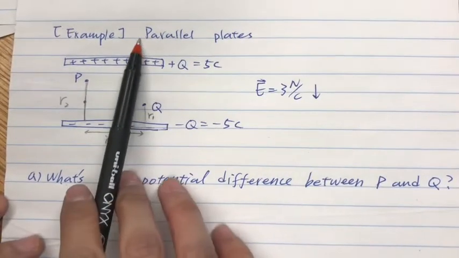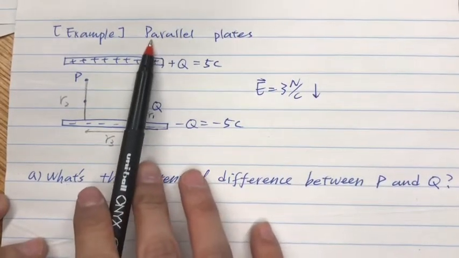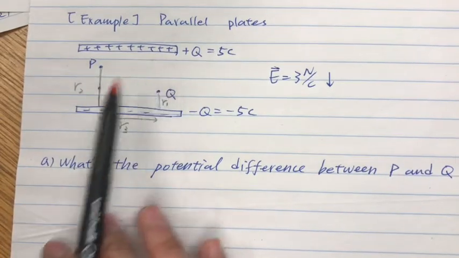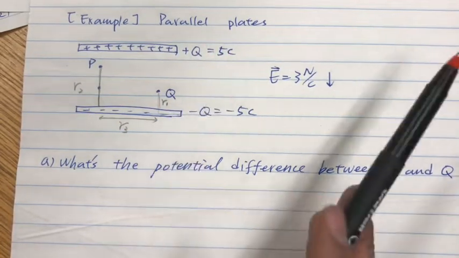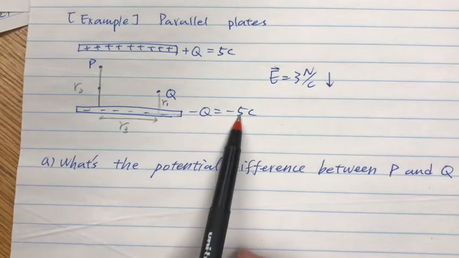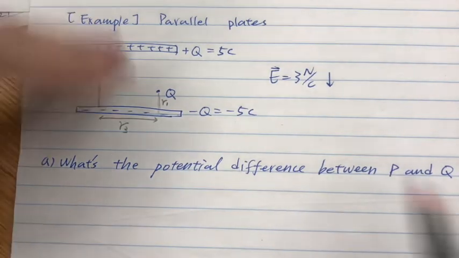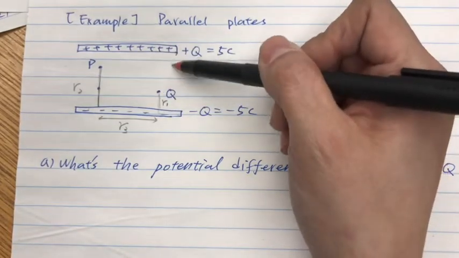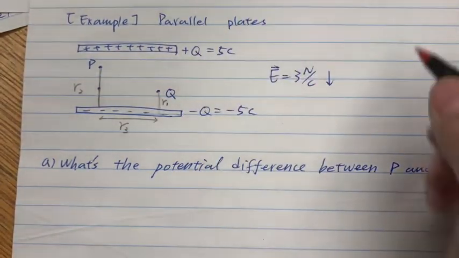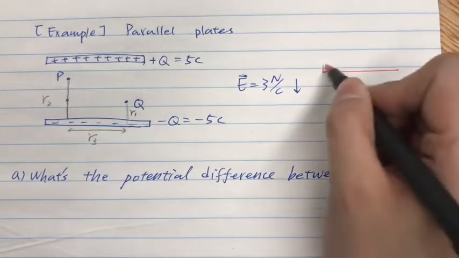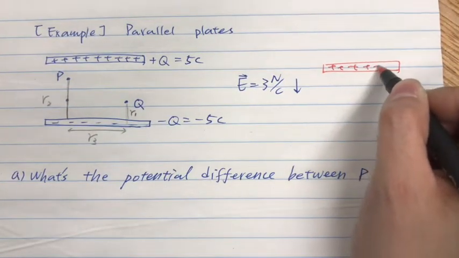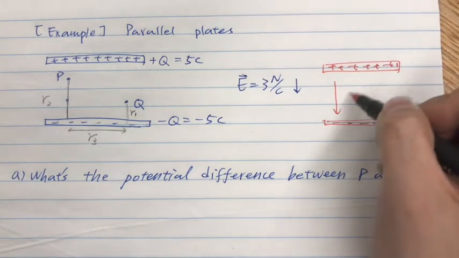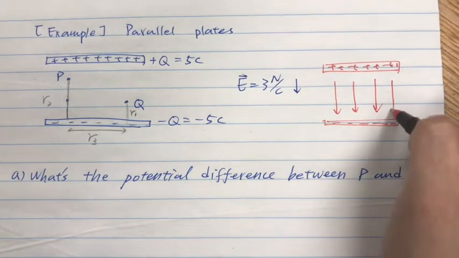This is another example about a parallel plate. I charge the parallel plate. Say I have a charged parallel plate, like two of them, one has 5 coulomb on it, another one has negative 5 coulomb on it. And so when you put them together, from the demonstration, we know between these two will create a uniform electric field. And this uniform electric field will point from positive to negative. So it would look like this.